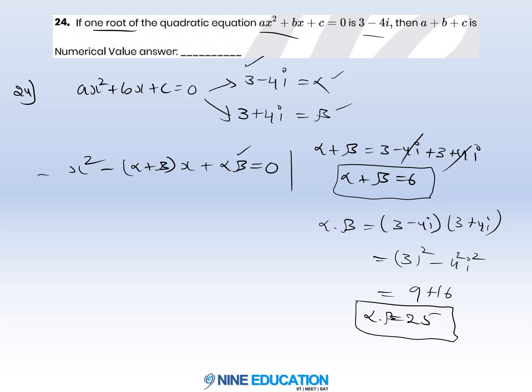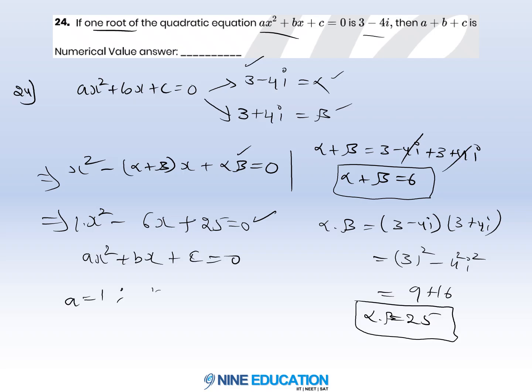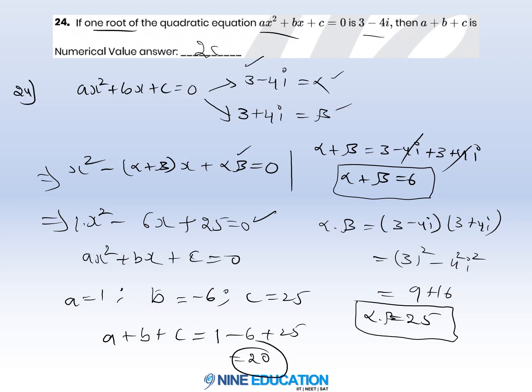So our quadratic equation will be, substituting, x square minus 6x plus 25. This should be the quadratic equation for these roots alpha and beta. Let's compare with the given equation, x square plus bx plus c equals 0. So a is 1, b is minus 6 and c is 25. We are supposed to report a plus b plus c, which is 1 minus 6 plus 25, minus 5 plus 25, which is 20. The value of a plus b plus c is 20.